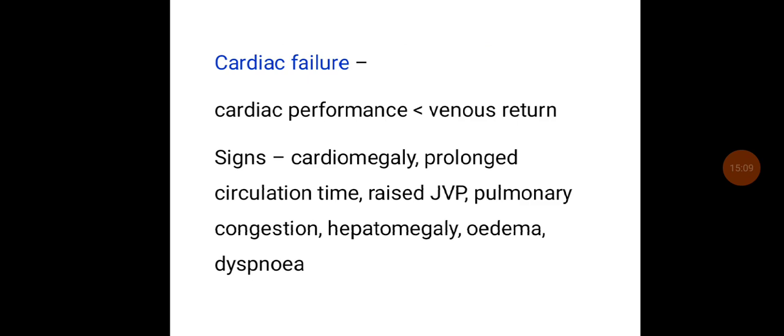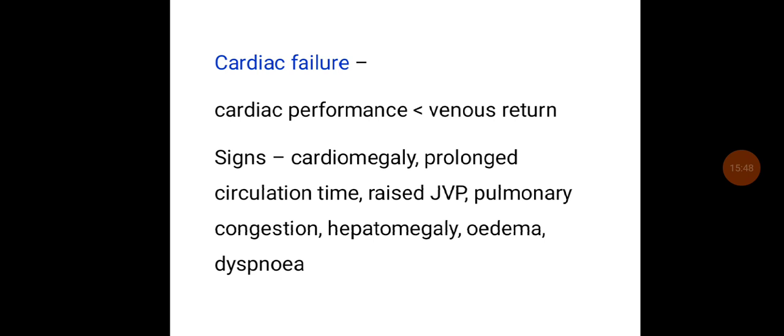Cardiac failure is a condition where the cardiac performance or the cardiac output is less than the venous return. So the blood is pooled in the ventricles. Okay, and because of the pooling of the blood in the ventricles, it tries to backflow. Okay, so if the blood pooling occurs in the left ventricle, it goes back to the pulmonary vasculature. If there is a right ventricular failure, the blood starts pooling in the venous channels.